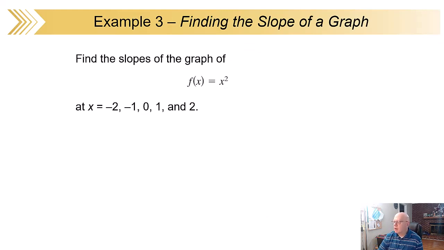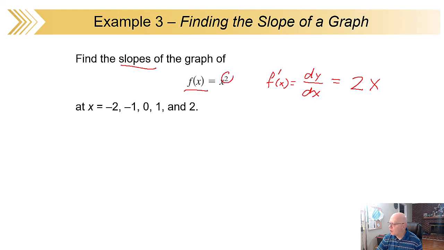Now let's use what we've learned so far and find the slope of a graph. First of all, if we want the slopes, and the slopes are how f of x is changing as you increase the x values. So first of all, we're going to find f prime of x, and sometimes I refer to that as dy dx. Same thing. So I'll bring that 2 out front. I'll reduce this power by 1, so there's my derivative, 2x.